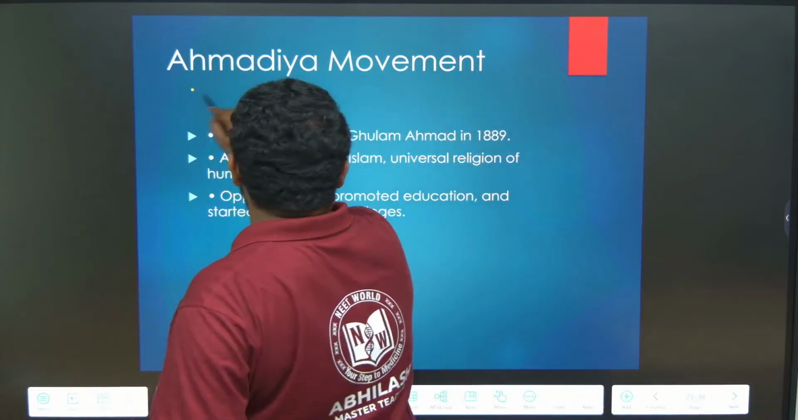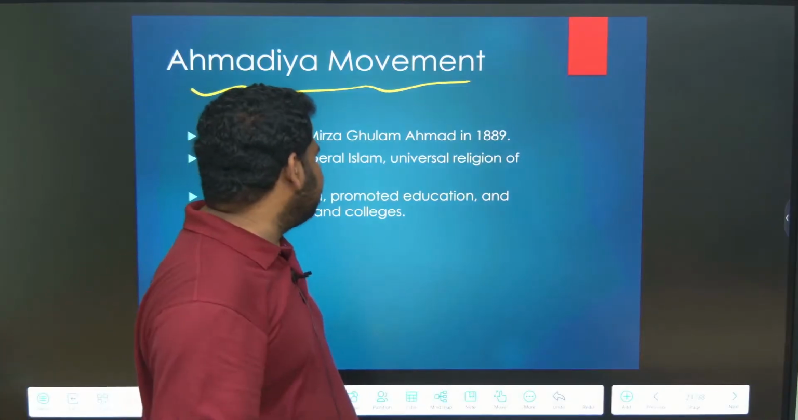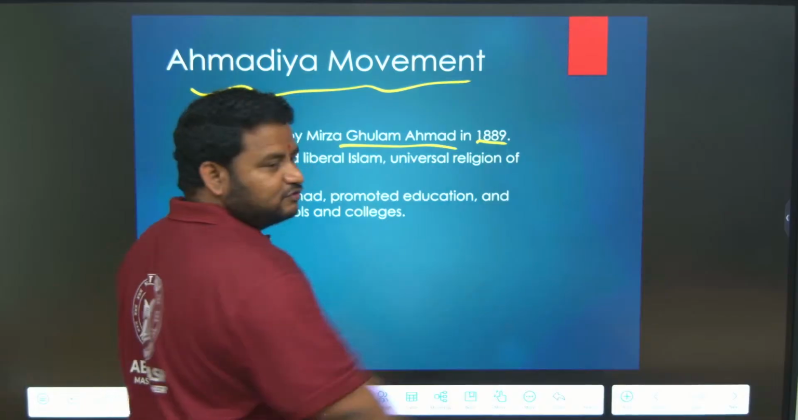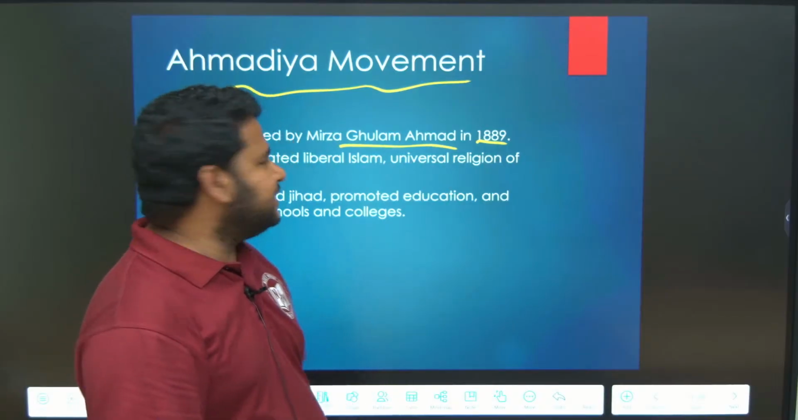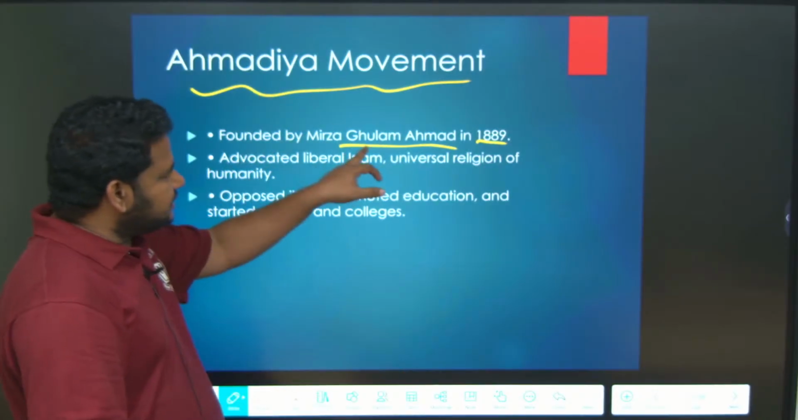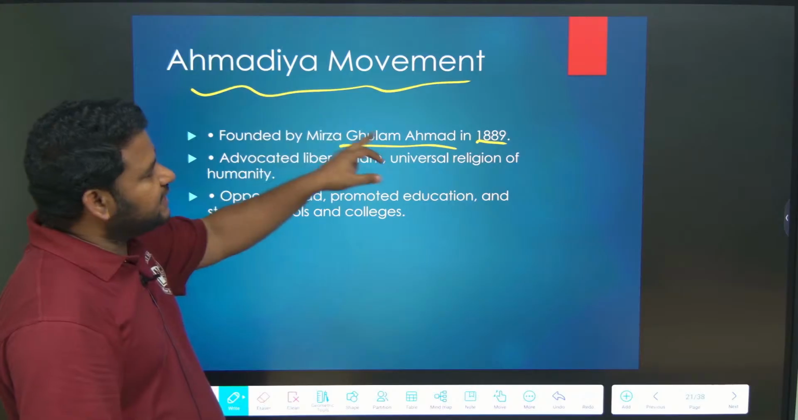Ahmadiyya movement. When it comes to the Ahmadiyya movement, it was founded by Mirza Ghulam Ahmad in 1889. You have to remember the name, that is Ghulam Ahmad. Ghulam Ahmad founded the Ahmadiyya movement in 1889.